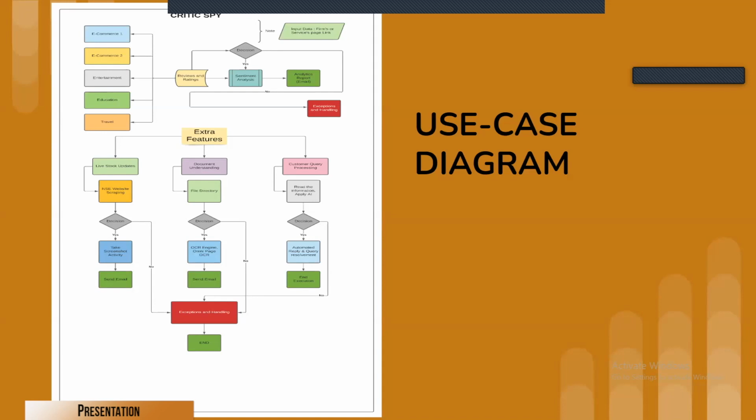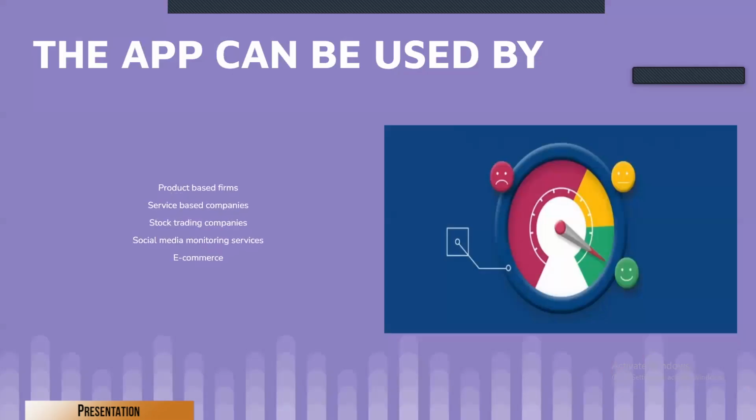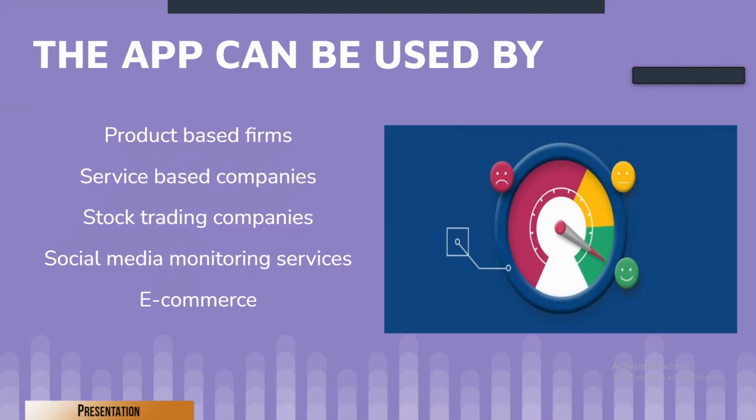Document understanding takes dynamic files in a file directory as an input, uses OCR, and sends an email. Customer query processing is mainly an AI agent which uses a question answering bot to make the automated reply and query resolution according to the input you gave on your company. So it ends the execution, and I have enclosed all these workflows with exception handling, which would not render any great error. This app can be mainly used by product-based firms, stock trading companies, social media monitoring services, mainly e-commerce platforms, and service-based firms.